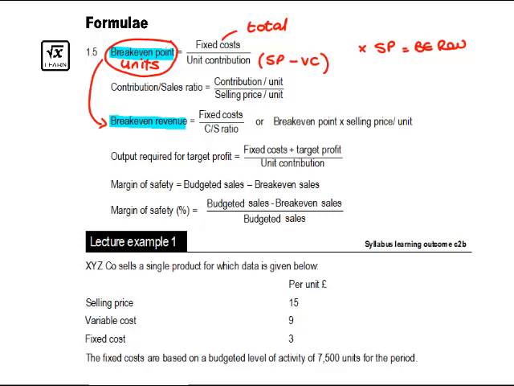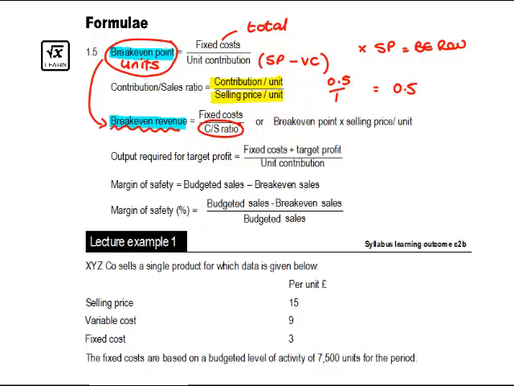But there's actually a quicker way of getting to this if we use something called the contribution to sales ratio. Now, the CS ratio is exactly what it says on the tin. What it does is it takes our contribution per unit and divides it by the selling price per unit. So for example, if something sold for $1 and the contribution was 50 cents, then that would be a 0.5 CS ratio. All we need to do then to get to the break-even revenue is take our fixed cost in total, as before, and this time divide it by that CS ratio.